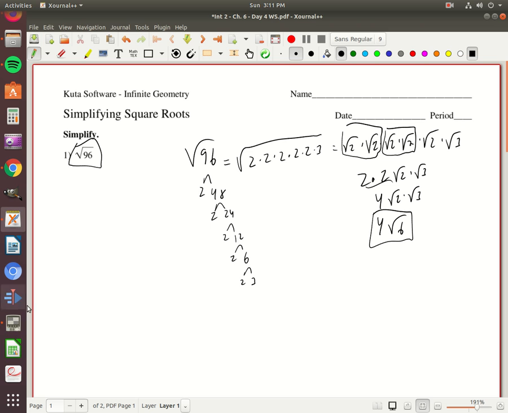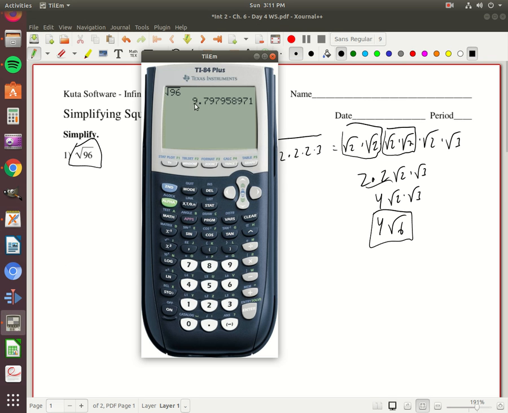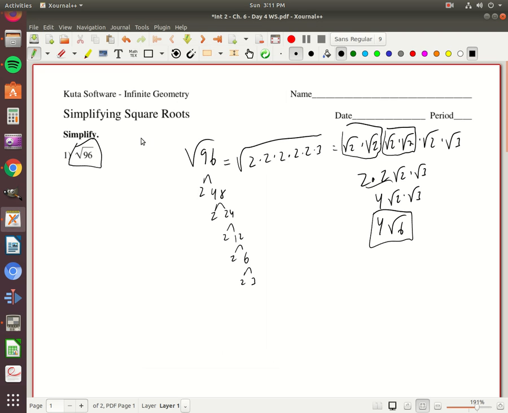So the question is, what happens if I take the square root of 96 and if I take 4 times the square root of 6? They equal each other. So this is what's known as simplifying square roots. I know that 4 times the square root of 6 equals the square root of 96.